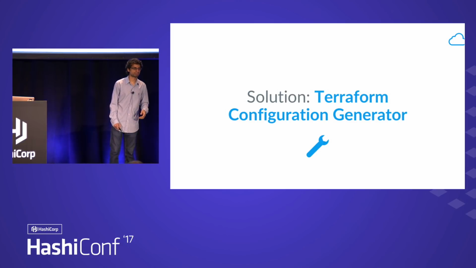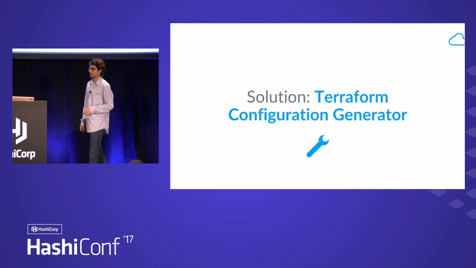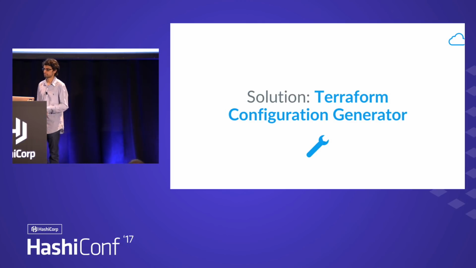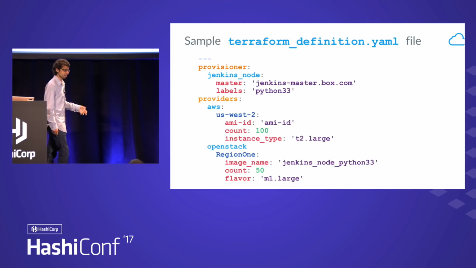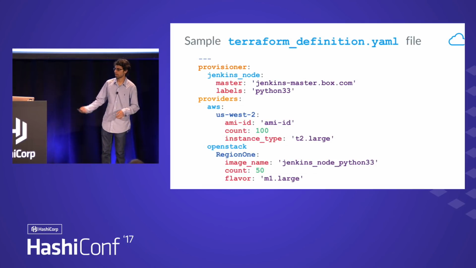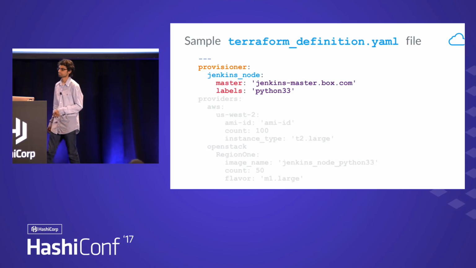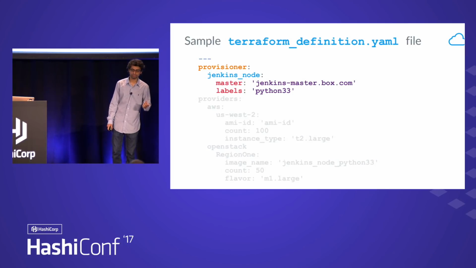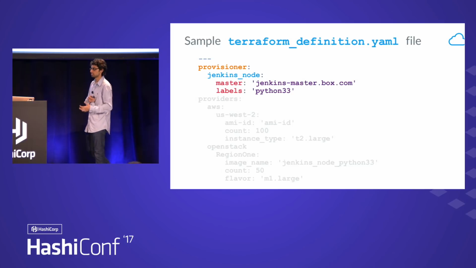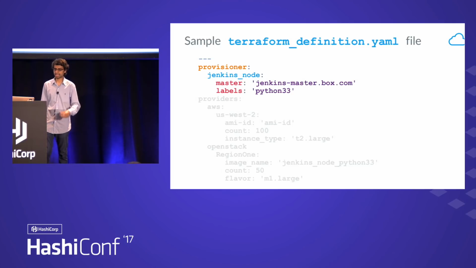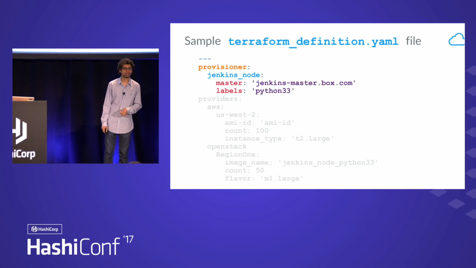To simplify things a bit and to fit our model, we decided to automate again on top of this and abstract some of these bits away. And we wrote a tool called Terraform Configuration Generator. So again, we can express our definition in simple YAML. You have a provisioner section. You say, I want a Jenkins node. This will take templated provisioners and pass in these variables that I'm specifying here. My master is jenkins-master.box.com. My label is Python 3.3.